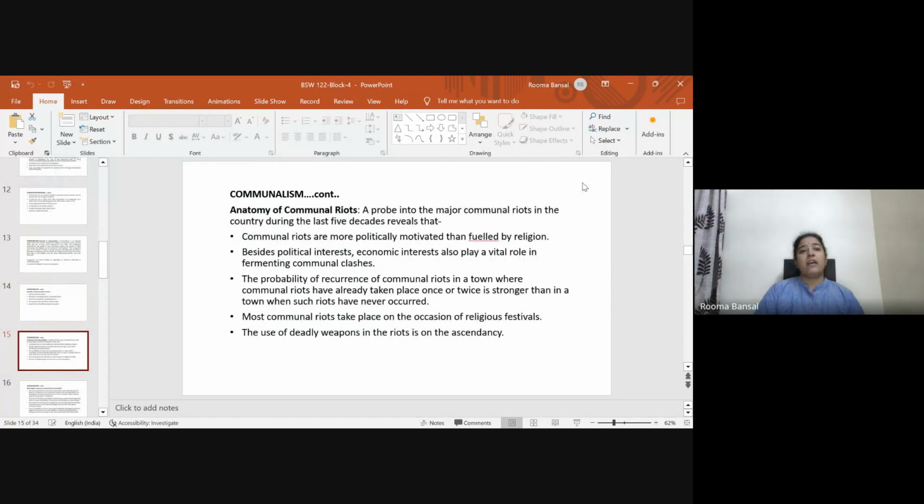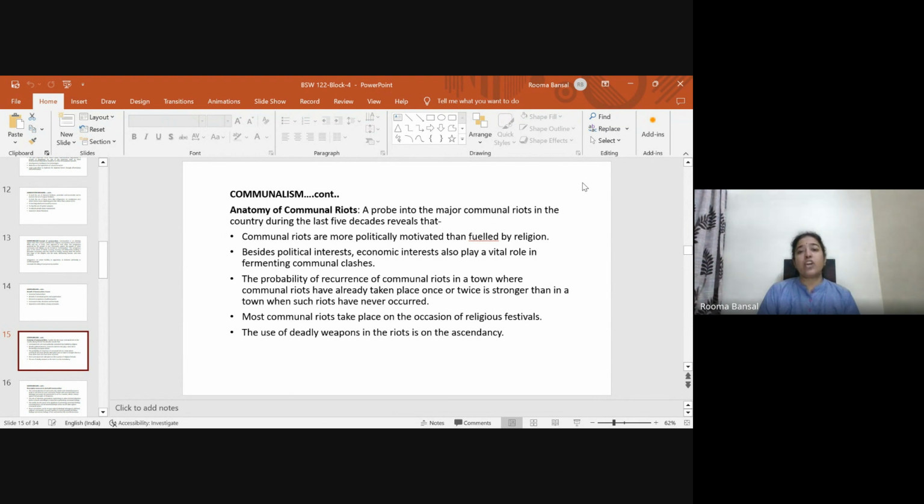Next is anatomy of communal riots. This is a very important point. A probe into the major communal riots in the country during the last 5 decades reveals that, from the last decades, whatever we have faced as communal riots, what would be the reason behind that? Number one, communal riots are more politically motivated than fueled by religion. Means political parties are trying to influence people. They are motivating people to get into these kinds of events.